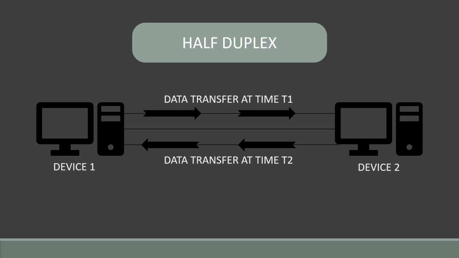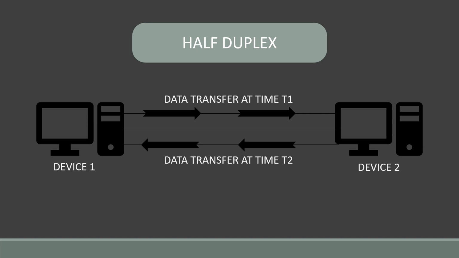Now talking about the advantages of half duplex, it is an efficient use of the communication channel. The second advantage is that it reduces the chances of data collisions since only one device transmits at a time.